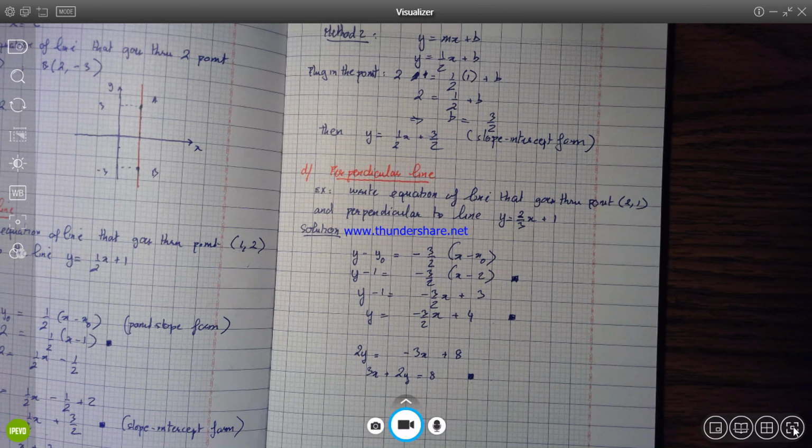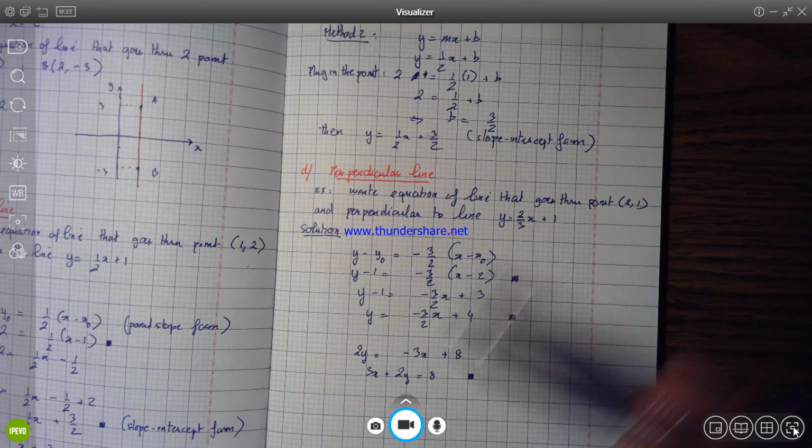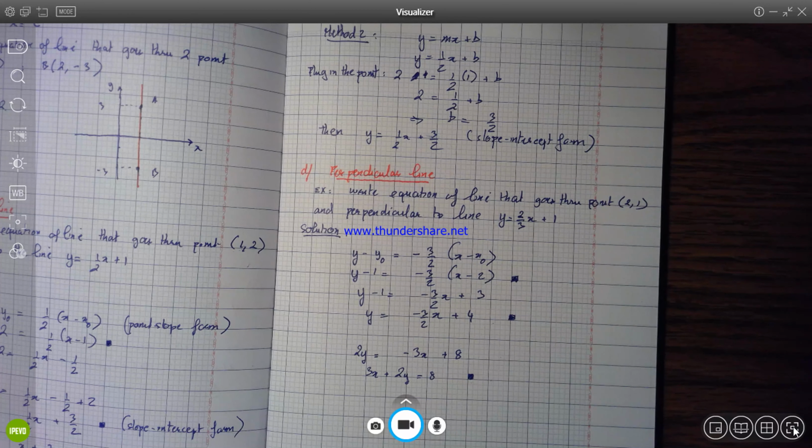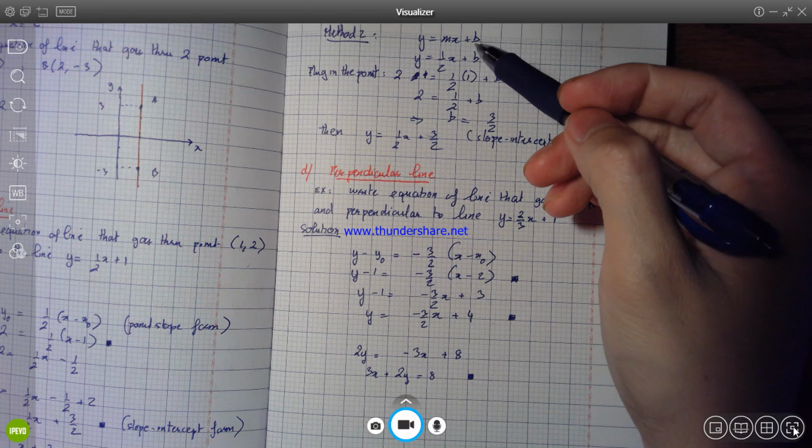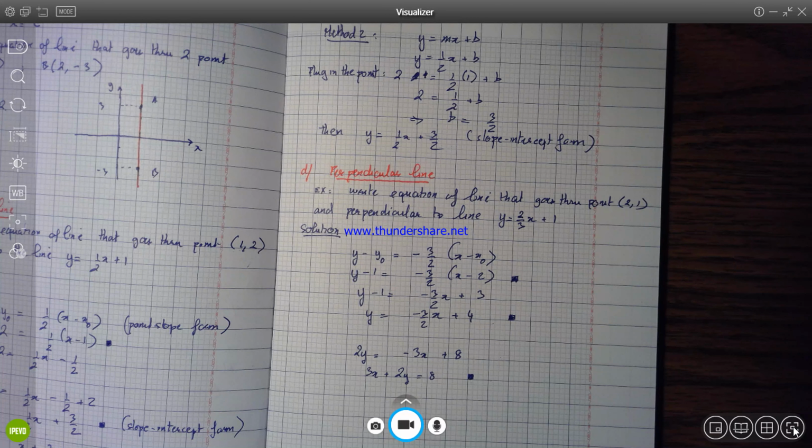So this is just the first method. For the second method, if you want to start right away with the slope-intercept form, go ahead and do it for yourself.